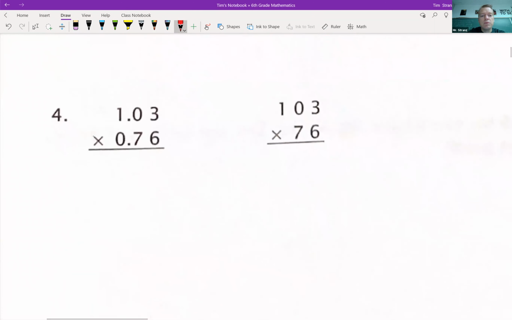You got 1.03 times 0.76. Okay, so I put my decimals in, multiply like normal. We got 6 times 3 is 18. 6 times 0 is 0, plus 1 is 1. 6 times 1 is 6. Placeholder. 7 times 3 is 21. 7 times 0 is 0, plus 2 is 2. And then 7 times 1 is 7. Add these together.